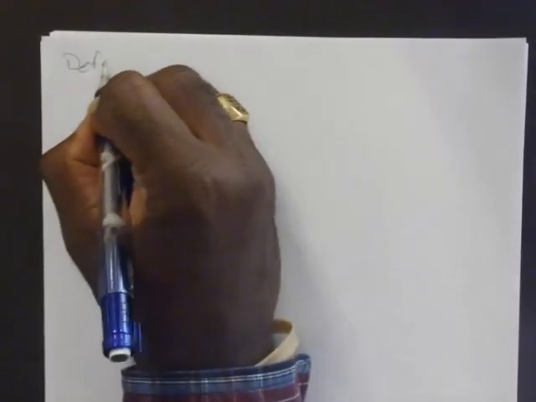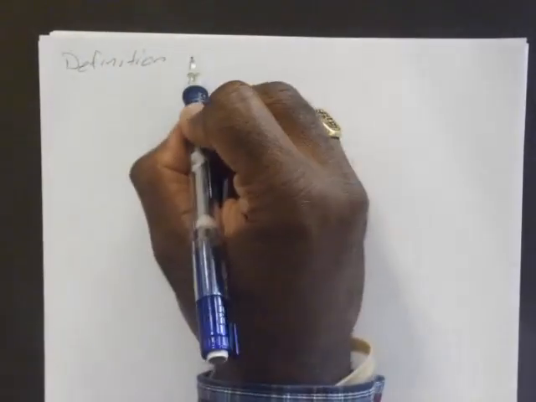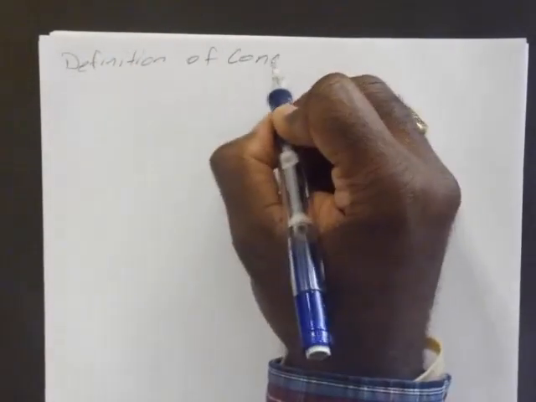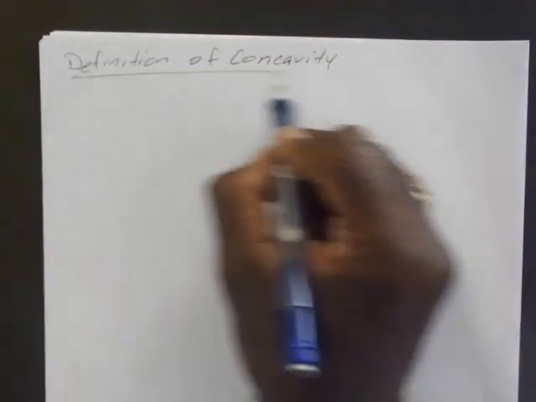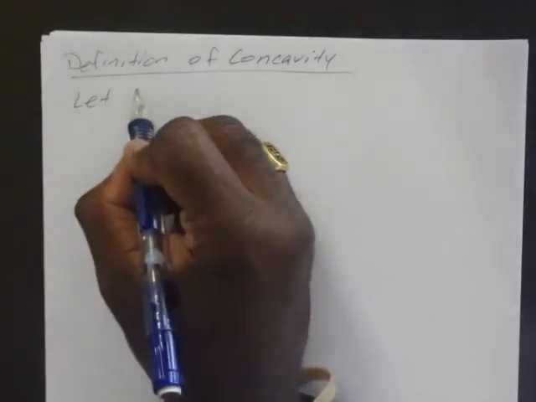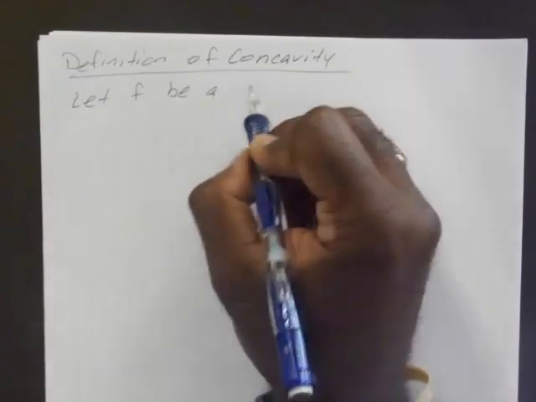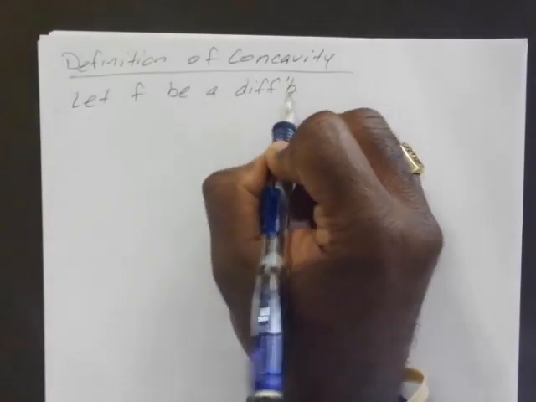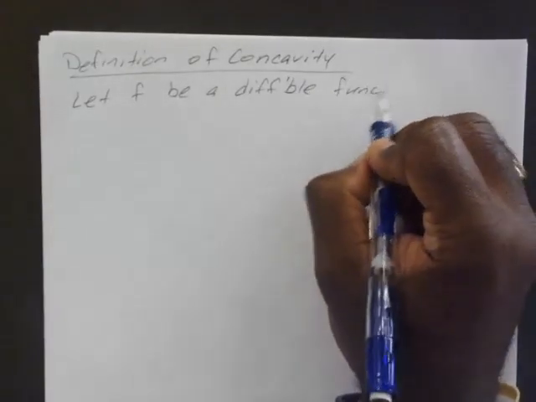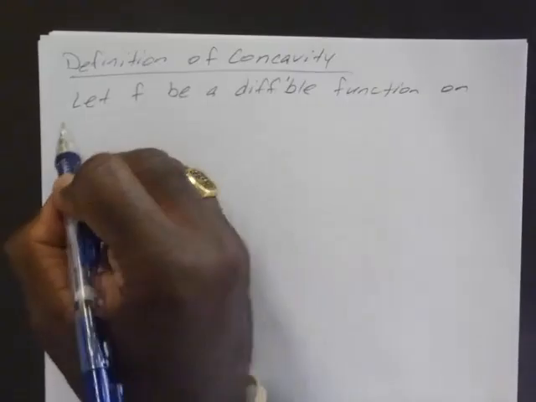Okay, which brings us to the actual definition of concavity. We have the idea of concavity, but this brings us to the genuine definition of it. So the definition of concavity. Okay, so what if we let f be a differentiable function on the interval from a to b?